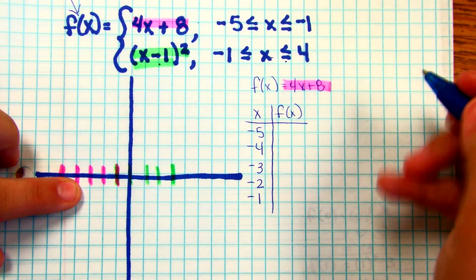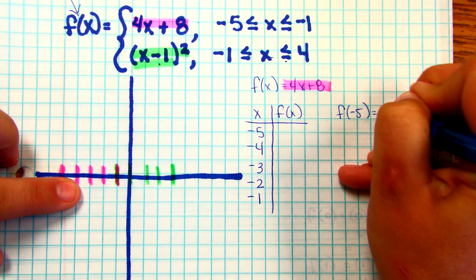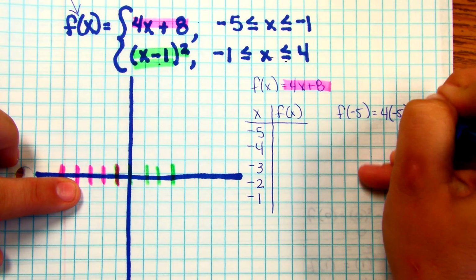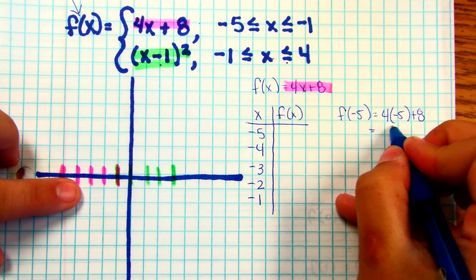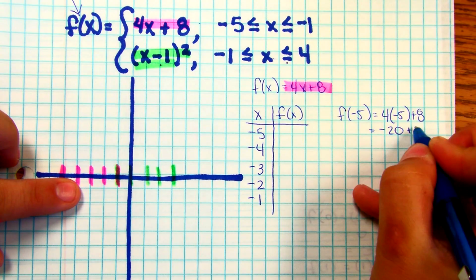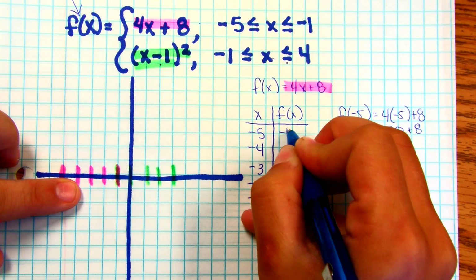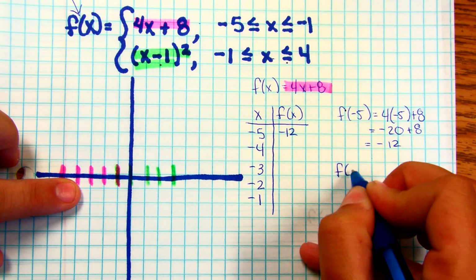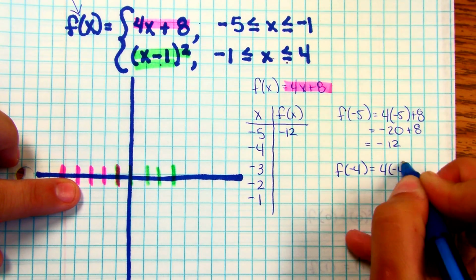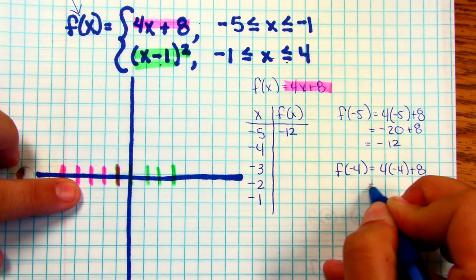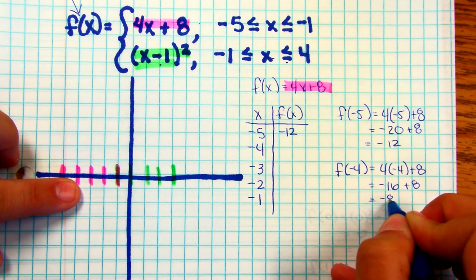And so let's go ahead and evaluate. F of -5 is going to be 4 times -5 plus 8. So 4 times -5 is -20, plus 8, which is -12. Do the next one. So this will be -16 plus 8, which is -8.